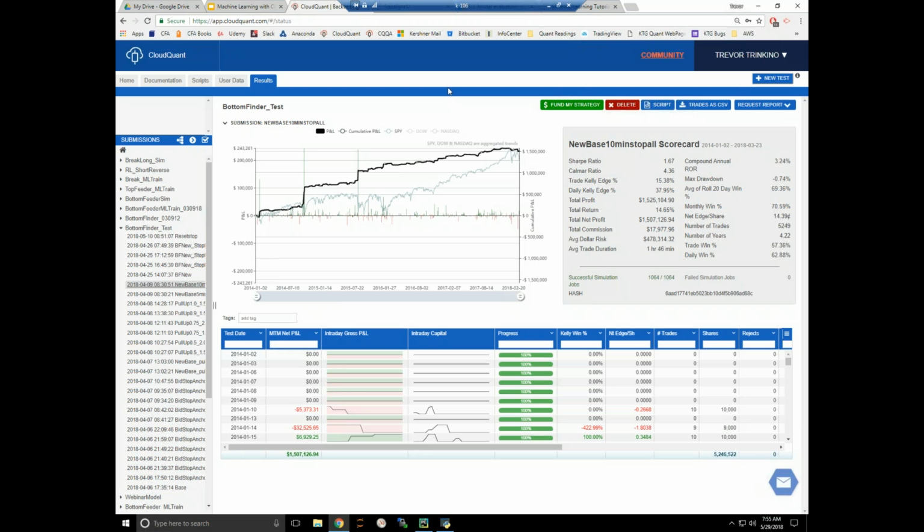And then we'll start with relatively small size in our live trading environment, and then build up from there as it continues to look good.